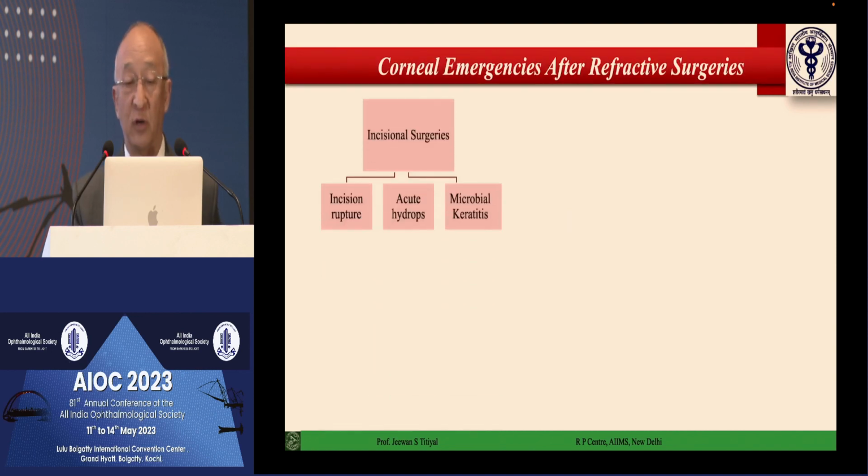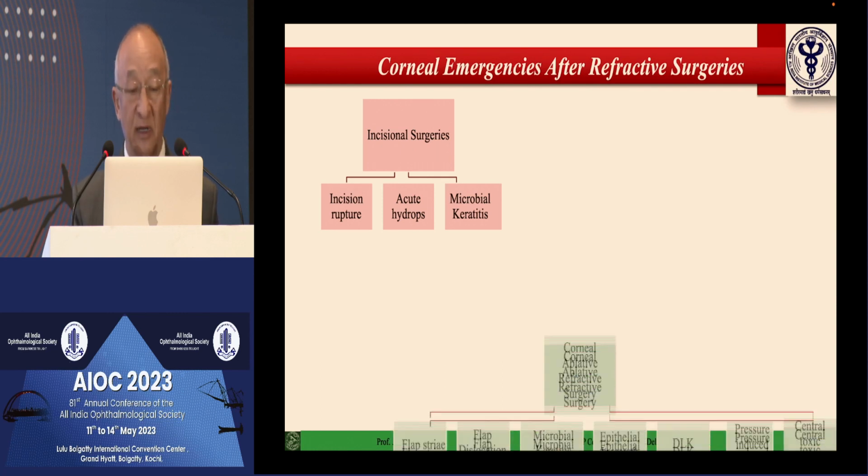If you look into a corneal emergency post-refractive surgery on a cornea, you can divide into two major categories. In the past, we used to have a lot of incisional surgeries. Those are radial keratotomies, and you can have incision rupture, acute hydrops, microbial keratitis in those cases.